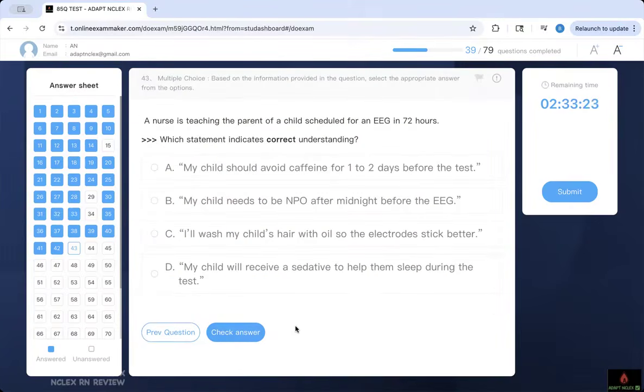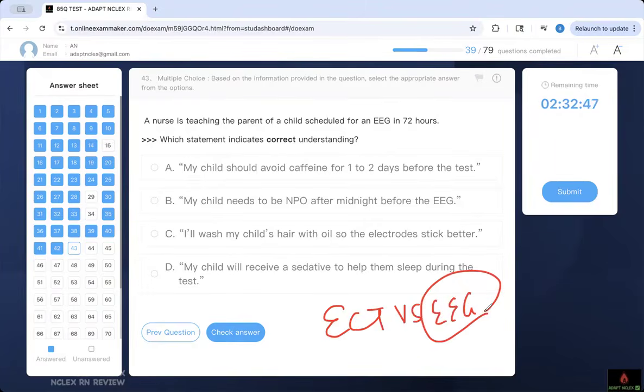A nurse is teaching the parent of a child scheduled for an EEG, electroencephalography, in 72 hours. We're just looking into your brain to see if you're having seizures. That's what it means. Which statement indicates correct understanding? This is different from ECT, electroconvulsive therapy, where we induce seizures. It's different from EEG. I want you to take a pen and paper and read about it, or check Adaptation class. I have videos on psych. There is a difference between these. EEG, where we look into your brain for seizures.